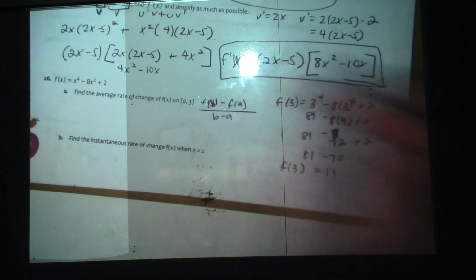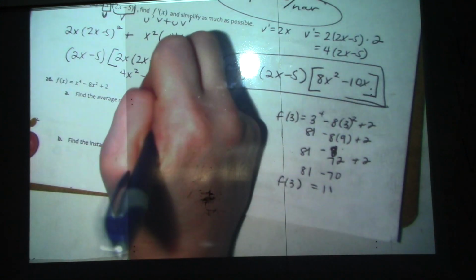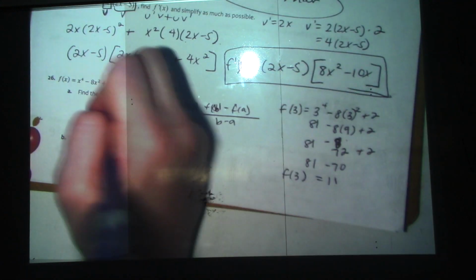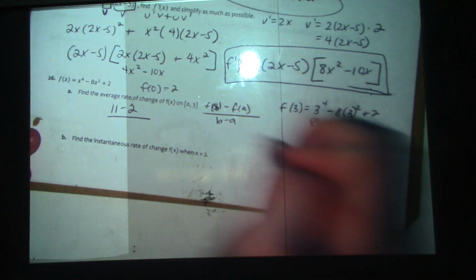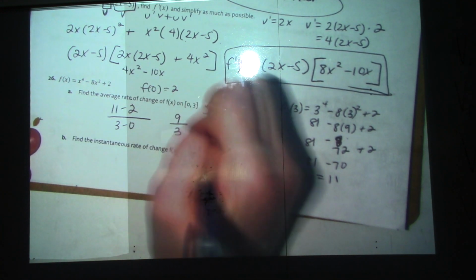F of 0 is easy. F of 0, these would go away, is just 2. So then when you plug in, this is going to be 11 minus 2 over b minus a, which is 3 minus 0, which would just be 9 over 3, which is 3.